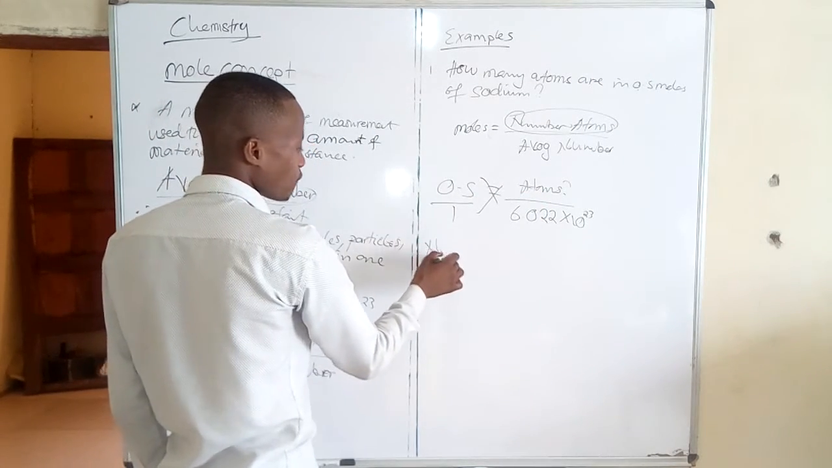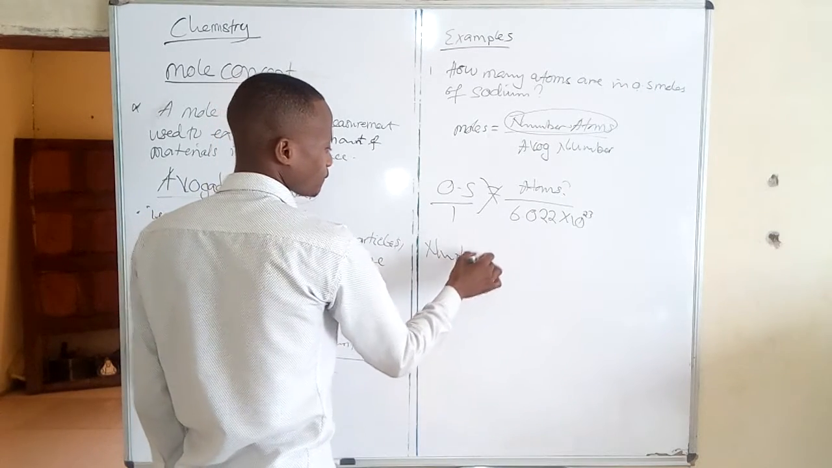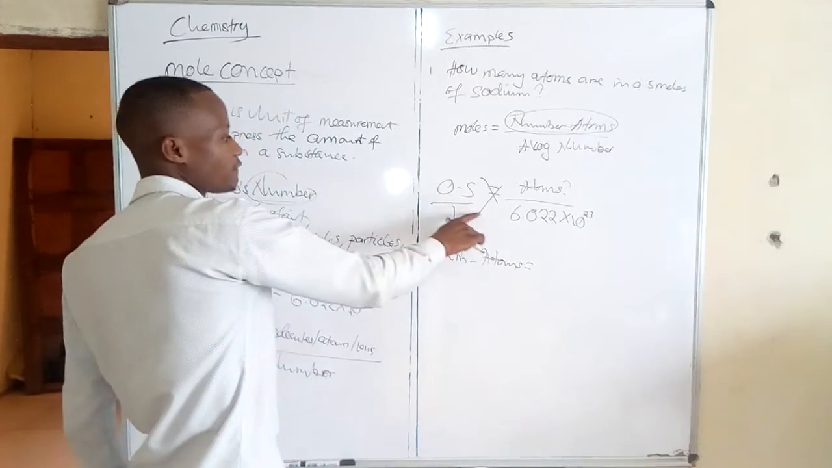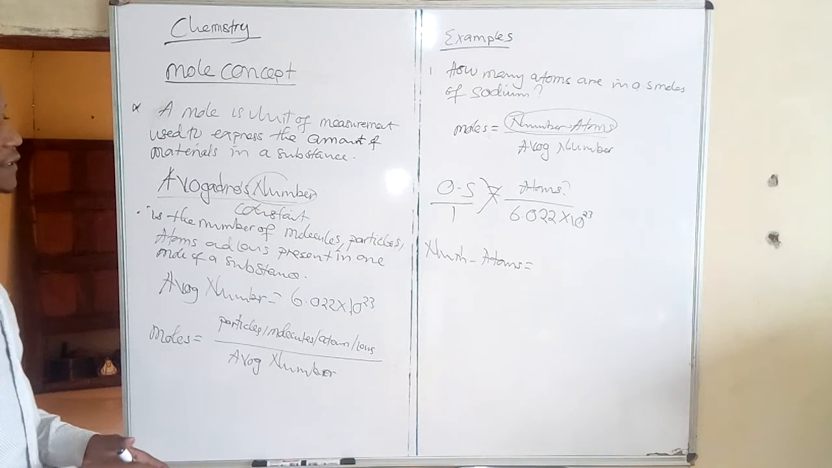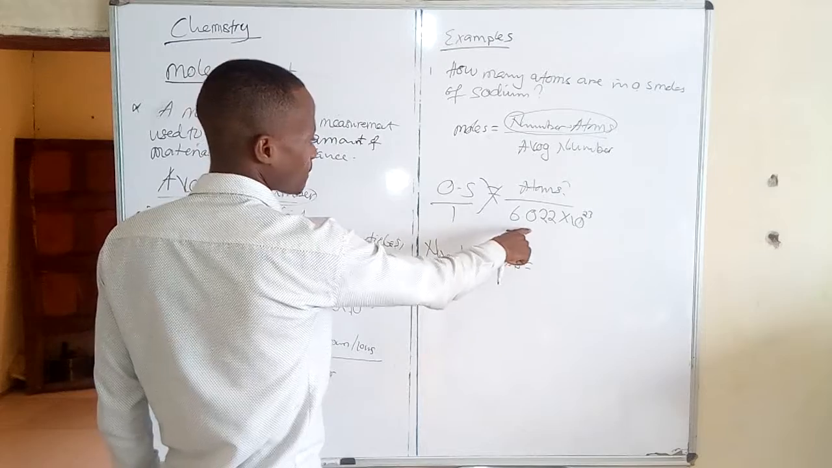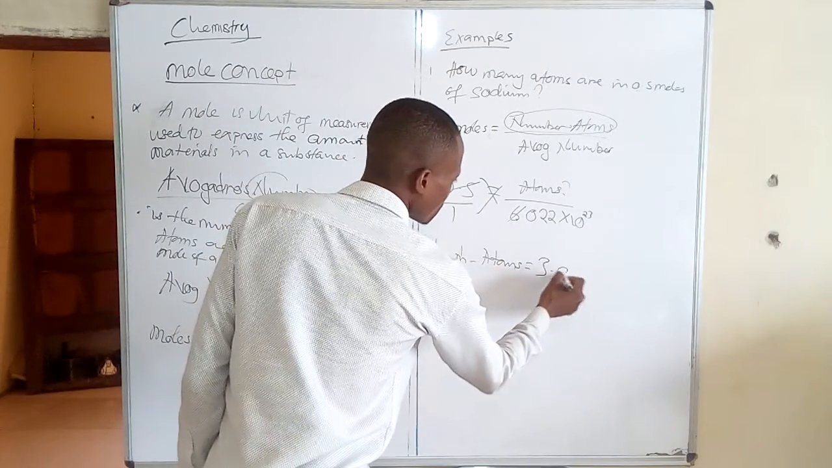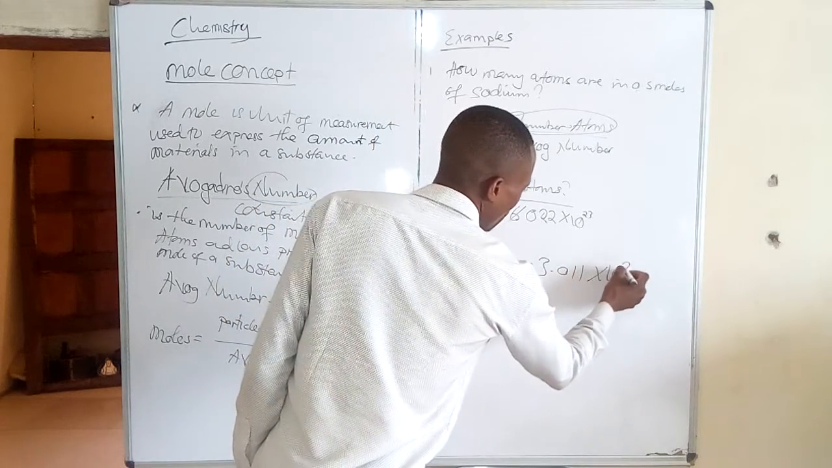So the number of atoms is equal to 0.5 times 6.022. Okay, this is just half. You're multiplying this by half, so just reduce this by half. So that is 3.0. Again, reduce that one by half, 1. Then times 10 to the power 23.